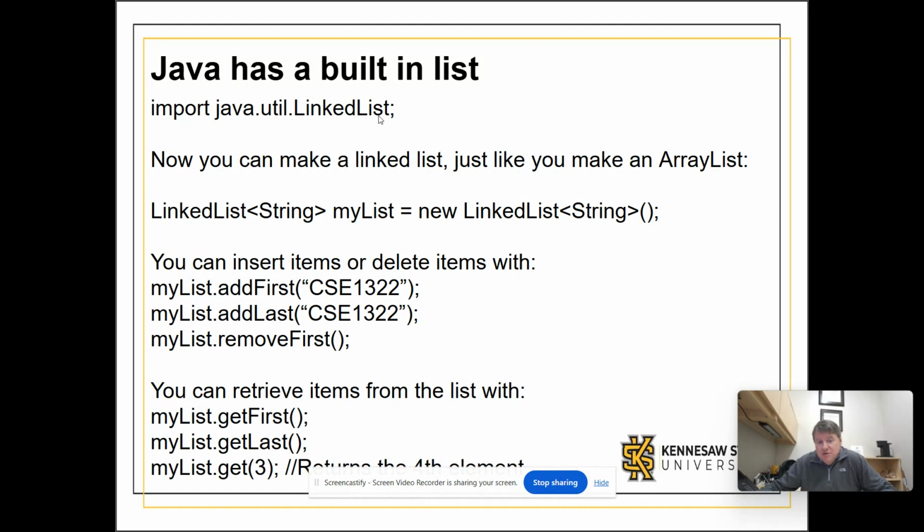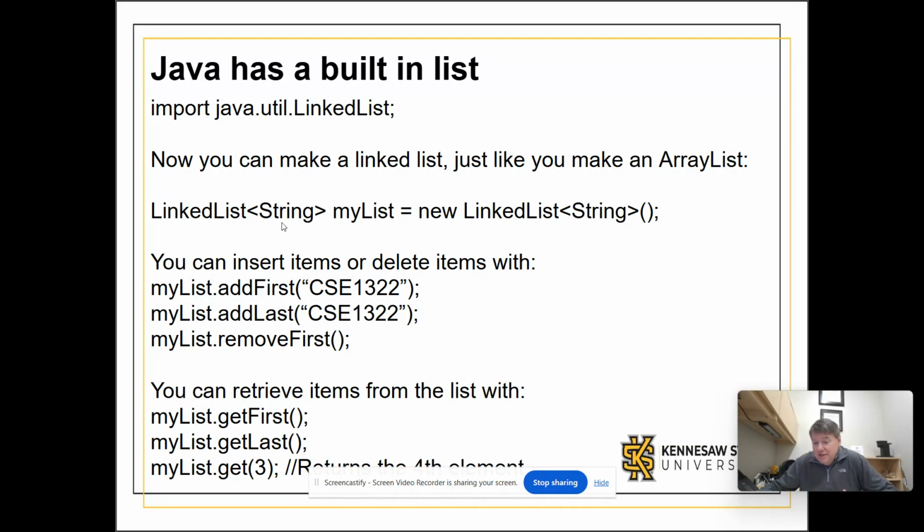So you would import java.util.LinkedList, and then you would create your linked list with LinkedList, the angle brackets which specify the type of the linked list you want to create. You give it a variable name, which in this case I called myList, equals new LinkedList, and the type of the information again.